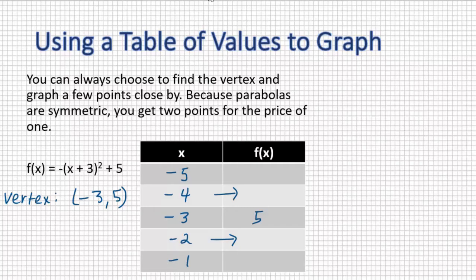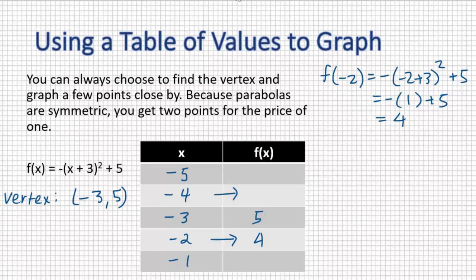Let's start by solving for the value of the function when x is equal to -2, or for f at -2. This is equal to -(-2 + 3)² + 5, or -(1)², which is just -1, plus 5, or positive 4. So when x has a value of -2, the value of the function, the corresponding y coordinate, is equal to positive 4. Due to symmetry, when x is equal to -4, the y value will also be positive 4.